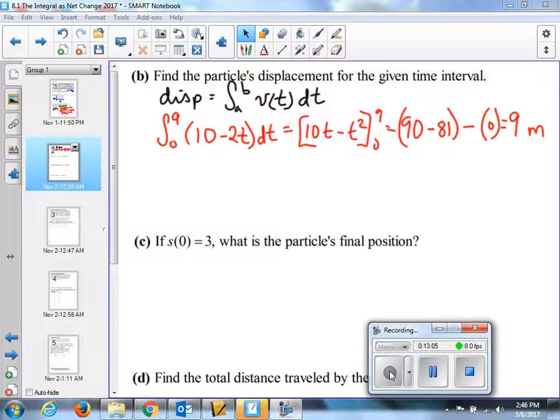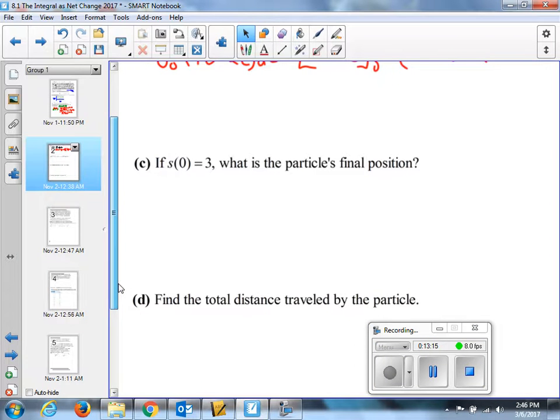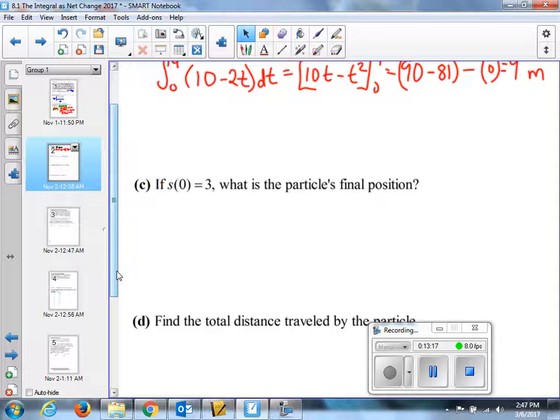Positive 9, right? It ends up... It's actually traveled more distance than that, though, right? So, if S of 0 equals 3, what is the final position?